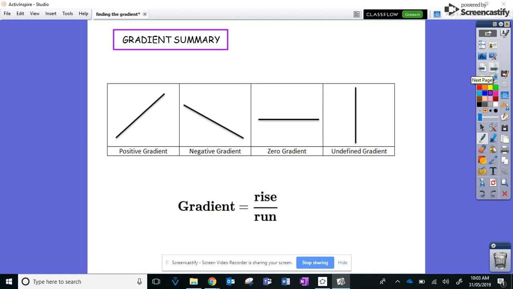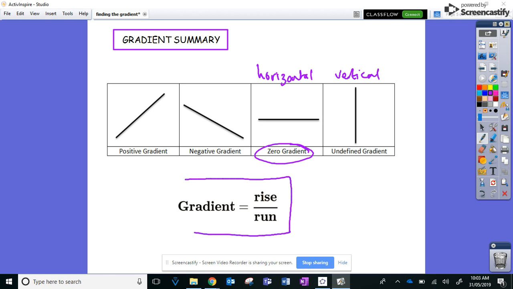This is something that you do need to know. Anything that is sloping in this direction, we say is a positive gradient. Anything in this direction is a negative gradient. If you've got a horizontal line, the gradient for horizontal lines is always 0, and the gradient for vertical lines is always undefined. So if you have any horizontal line, it's a 0 gradient. Any vertical line is an undefined gradient. This formula is a worldwide formula. Everyone uses it. You need to know that gradient is rise over run.